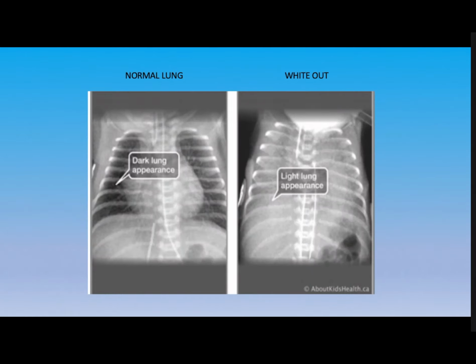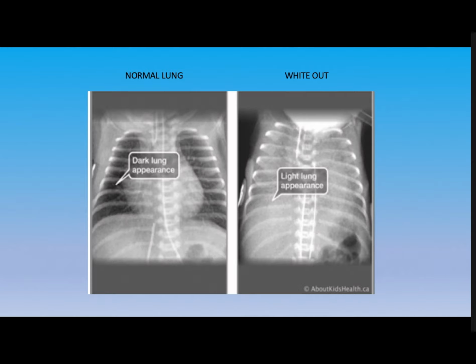So here's a picture. The one on the left is a normal lung. You can see that the area surrounding that big blob in the middle, the heart, is very dark. The lung there is filled with air, so it appears dark. You don't see much streakiness. You don't see any kind of patchiness. All the borders, the diaphragm, the heart, are very crisp and sharp. It's a normal lung. The lung on the right has what we call whiteout.